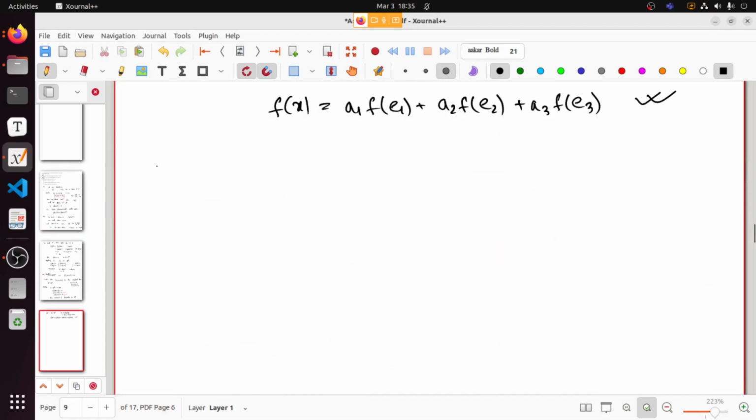So let's see what option number 4 is saying: that there exists an f in R2 star such that f of (0, 0) equals 1, right? So suppose such an f exists, then what will happen? So let's see.